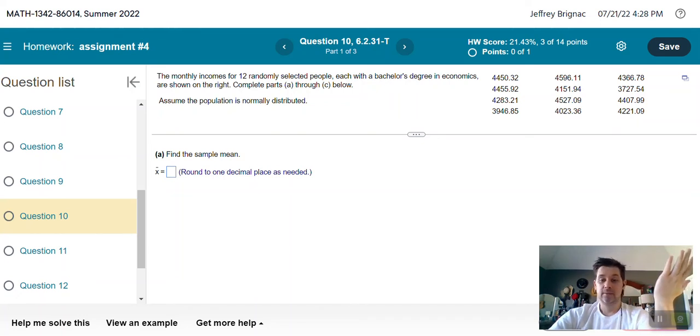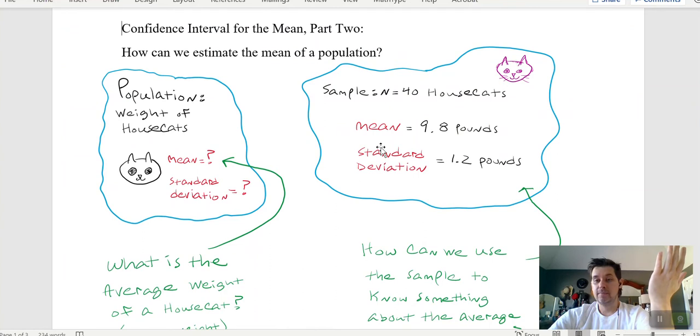Let's go back to the other problem. I did say you have to watch this other video, but just so it's on your mind right now, I wanted to study the population of house cats and know something about their average weight. So I took a sample of 40 house cats, maybe at a veterinary research lab or something like that. And I weighed them all, and I calculated their mean weight and the standard deviation of the weights. So you've got to know that about your sample.